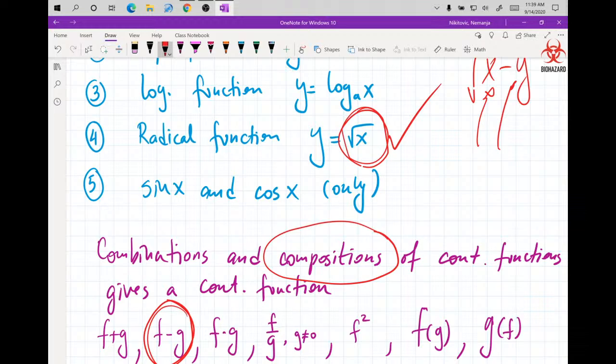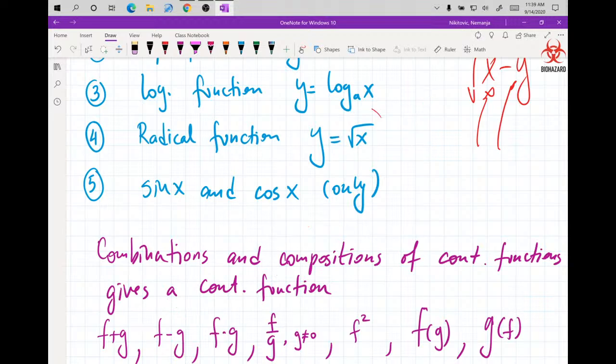Their difference, there we go, subtraction, right? Difference is continuous. And then composition of that polynomial with the radical function is also creating a continuous function. So yes, the whole thing over here is continuous.